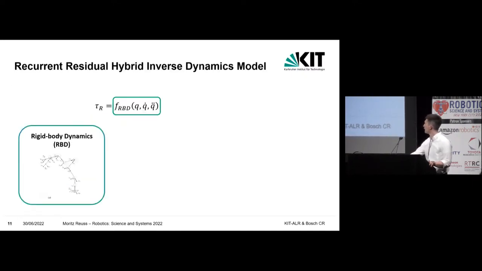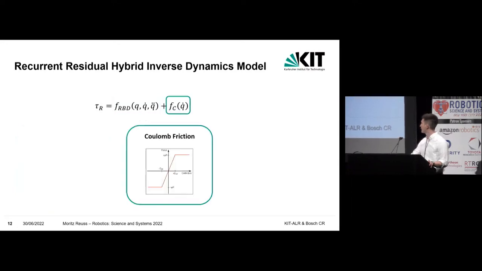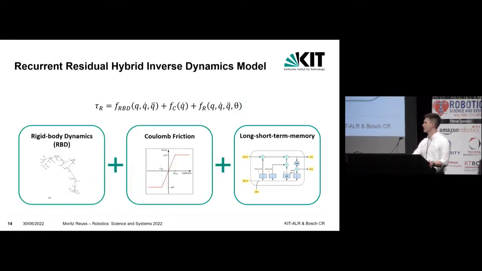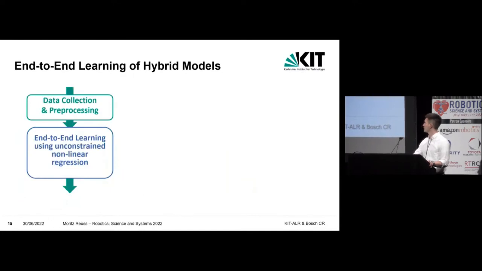We propose a new hybrid model architecture which consists of three main components. First, we have a fully physically consistent rigid body dynamics model, which we extend with a stateless Coulomb friction model with linear approximations for low velocities. And additionally, we use a recurrent LSTM, which has internal memory and is able to learn the residual dynamics efficiently from data. Our proposed hybrid model is now trained end-to-end in two steps.